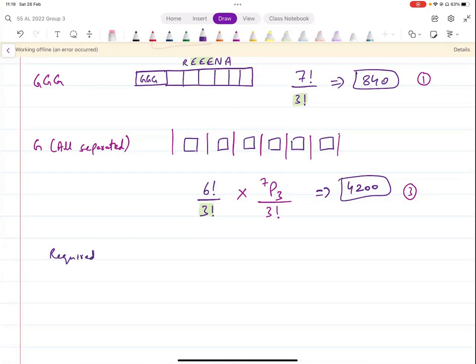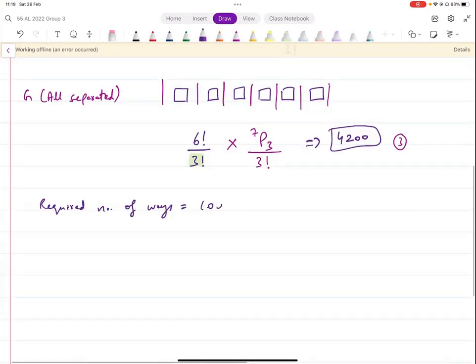So required number of ways. What's that? That's 10,080 minus 840 minus 4,200. And that's going to give you the result. What did we get? 5040.